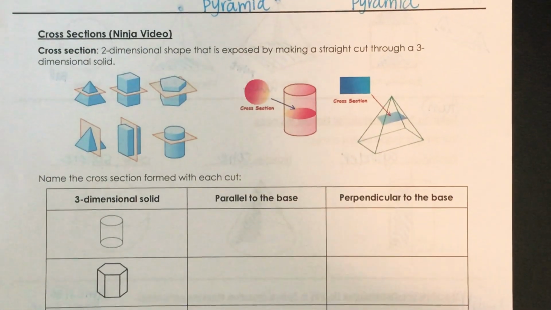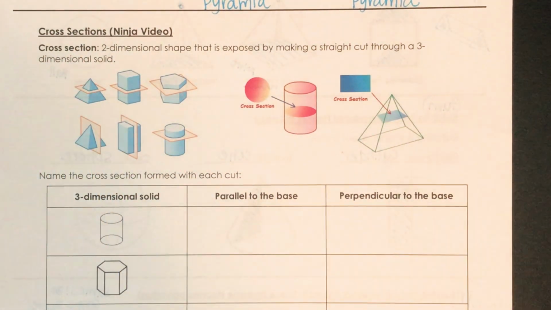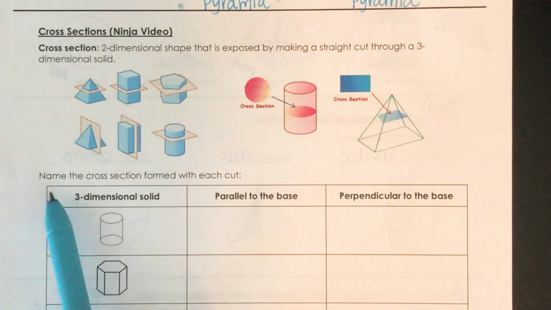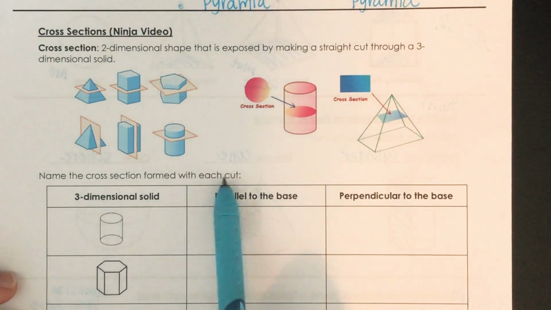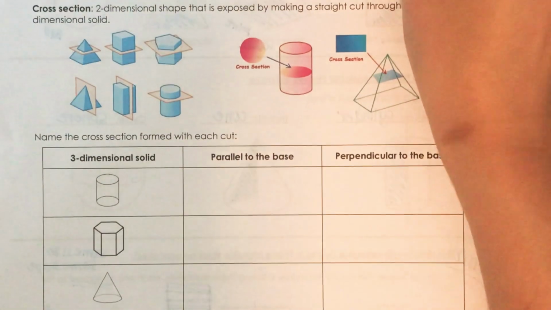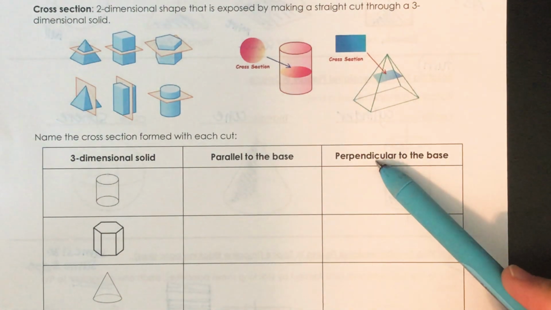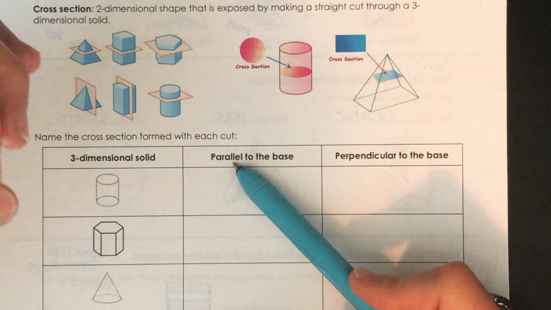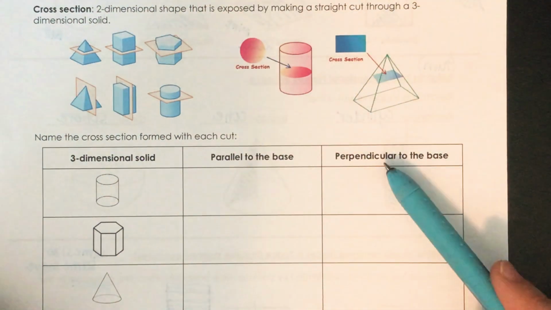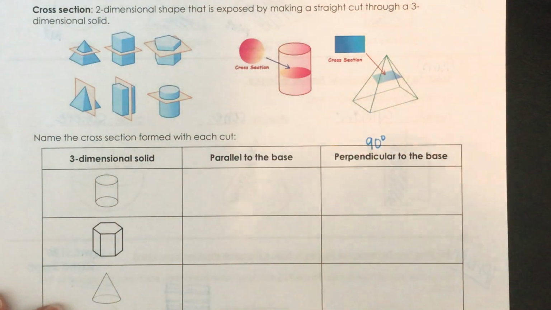Okay, so hopefully you've watched that video now, and you know that a cross-section is when you take a 3D shape and cut through it to make a 2D shape. So we're going to name the cross-sections formed with each cut. Now there are two different types of cuts that you can make. You can make a cut that is parallel to the base or perpendicular. Parallel means exactly the same shape. Perpendicular means you're going to be creating a 90 degree angle. Okay, that's important to note.